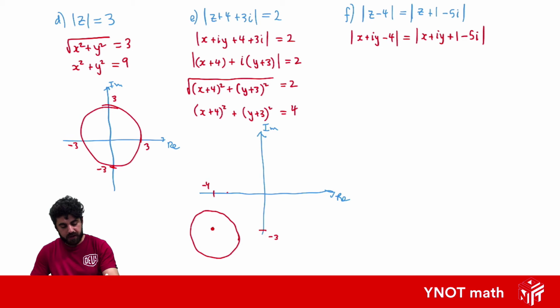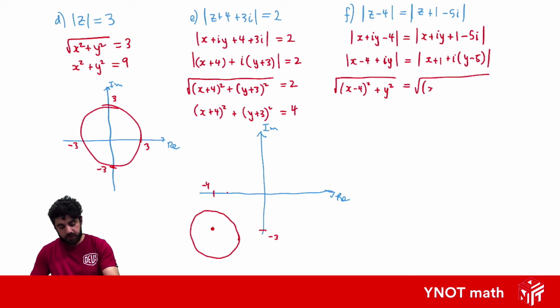Let's group our real parts and imaginary parts. So we're going to have the modulus of x minus 4 plus iy equals the modulus of x plus 1. Let's factorize the i out of these two terms. So we'll have i outside of y minus 5. And to find the modulus, we're just going to take the square root of our real part, x minus 4, all squared, plus our imaginary part squared, equals the square root of our real part squared, x plus 1 squared, plus our imaginary part squared, y minus 5 all squared. Let's square both sides. So the square roots cancel out.